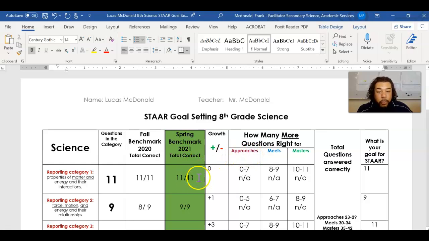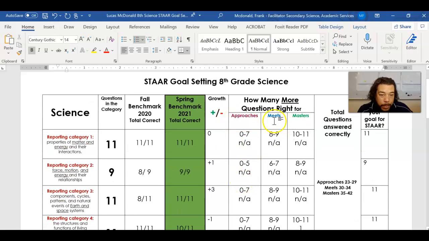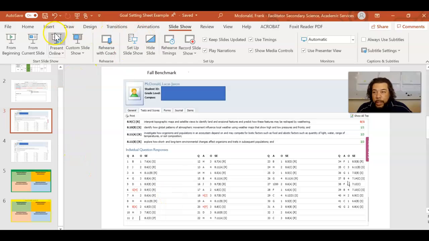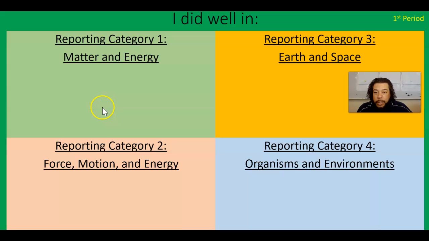And if we're setting goals, maybe you just want to get one more question right in each one of these categories. Maybe we're shooting for that meets. Maybe we're pushing for that meets. Maybe we're pushing for the approaches. This is a great way for the kids to know where they're at and where they want to go and how they're going to do that. One last thing I'm going to share with you. I'm going to pull up the PowerPoint again, and I'm going to go through this.